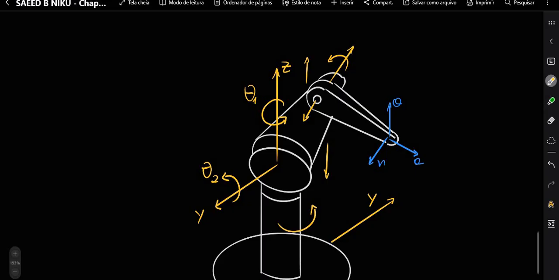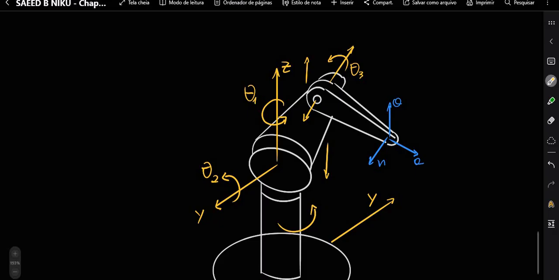At this point I hope you already got the sense that views of depth on a drawing are important, because we are trying to represent the three-dimensional space on a 2D plane, which is this blackboard. And this rotation is theta 3.